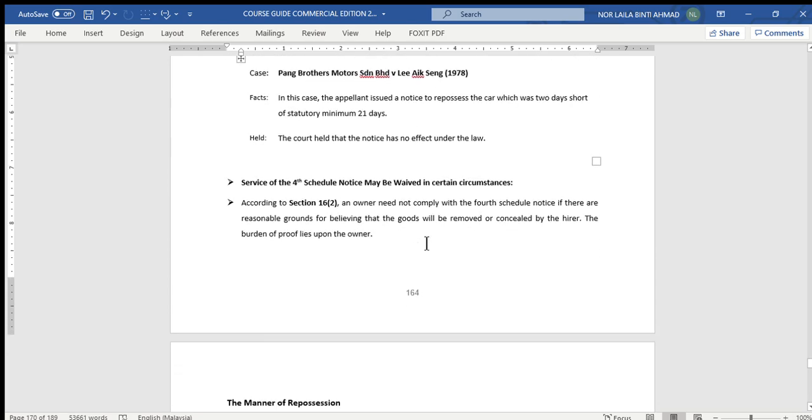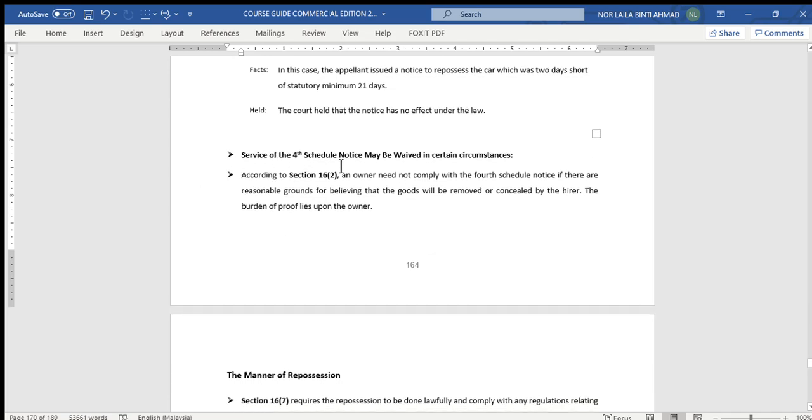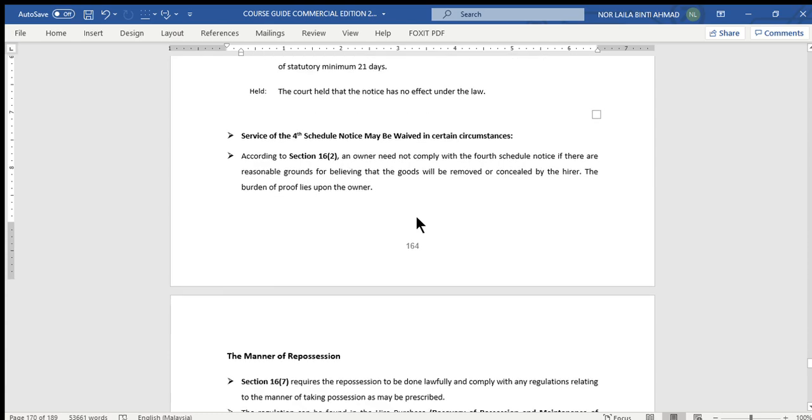Next, the owner may waive this notice if he believes that the goods will be removed or concealed by the hirer. This is based on section 16 subsection 2, but the burden of proof lies upon the owner.